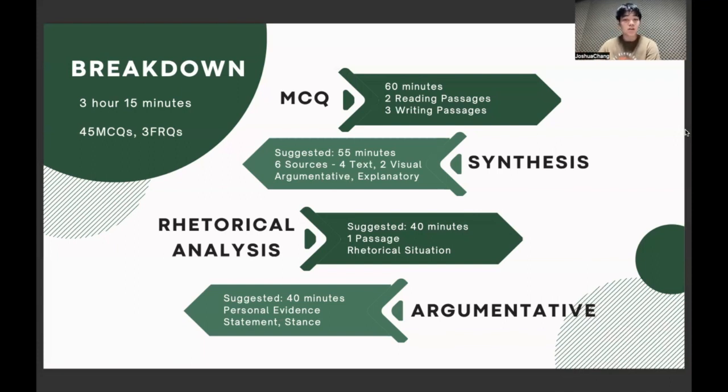Stance prompts, on the other hand, will simply ask for your stance or opinion on a matter, and all you have to do is answer and support that answer to the best of your ability.